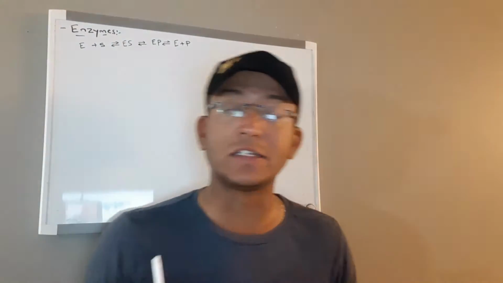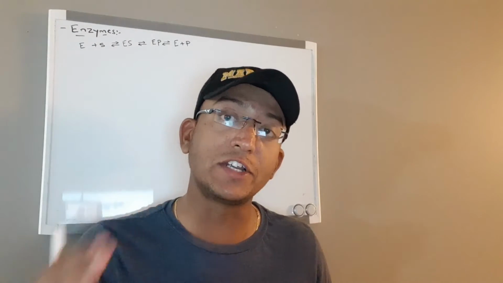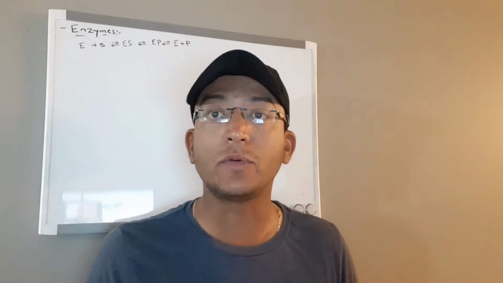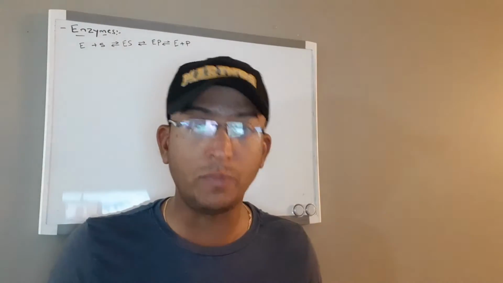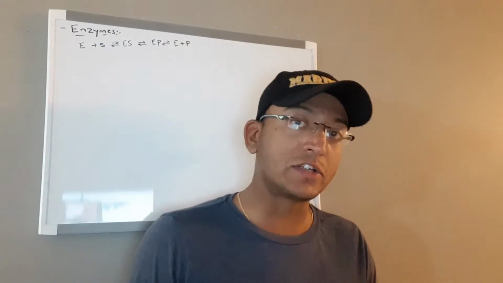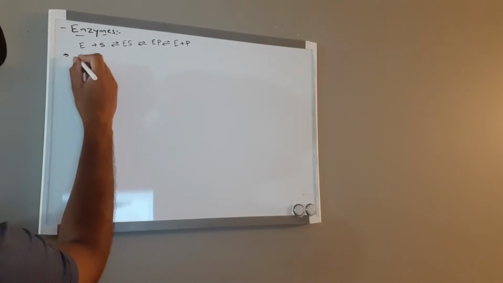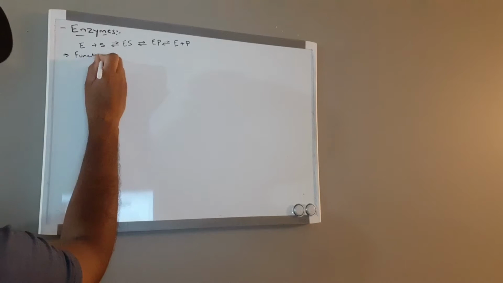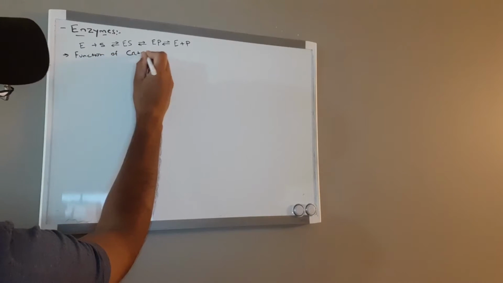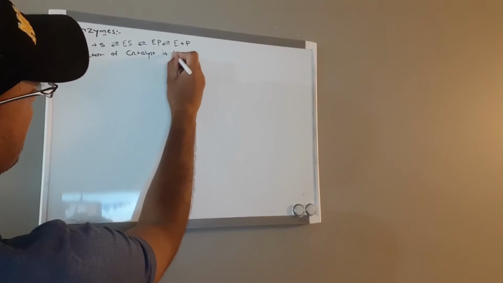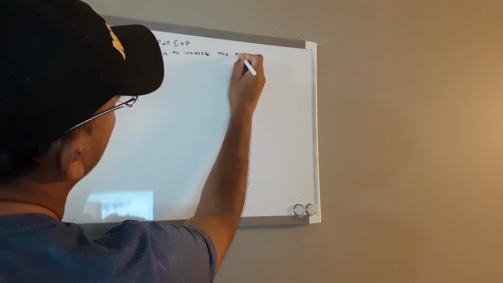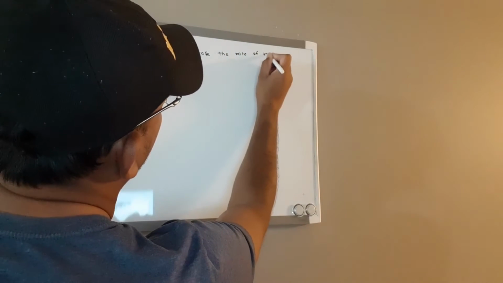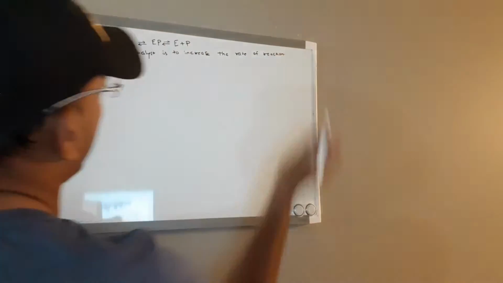So to understand catalysis, we must first appreciate the important distinction between reaction equilibria and reaction rate. So what's the difference between reaction equilibria and reaction rate? Or you can say an equilibrium and a reaction rate. So the function of catalyst, as we know, is to increase the rate of reaction, right? I'll write down here: function of catalyst is to increase the rate of reaction, right?